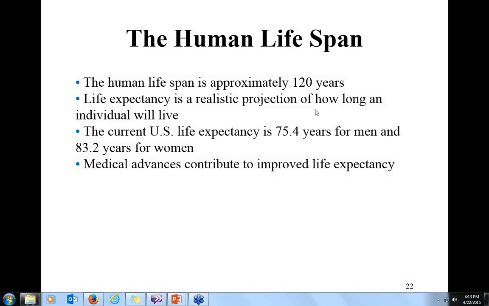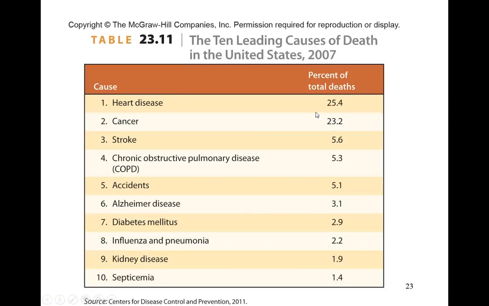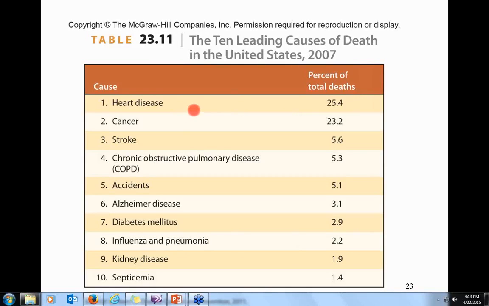And I believe, okay, this is the last slide of the lecture. What this shows is in 2007, the leading causes of death. Heart disease, this is both in men and women. Cancers, stroke, COPD, accidents, Alzheimer's, diabetes, influenza, kidney disease, and septicemia, which is a blood infection.